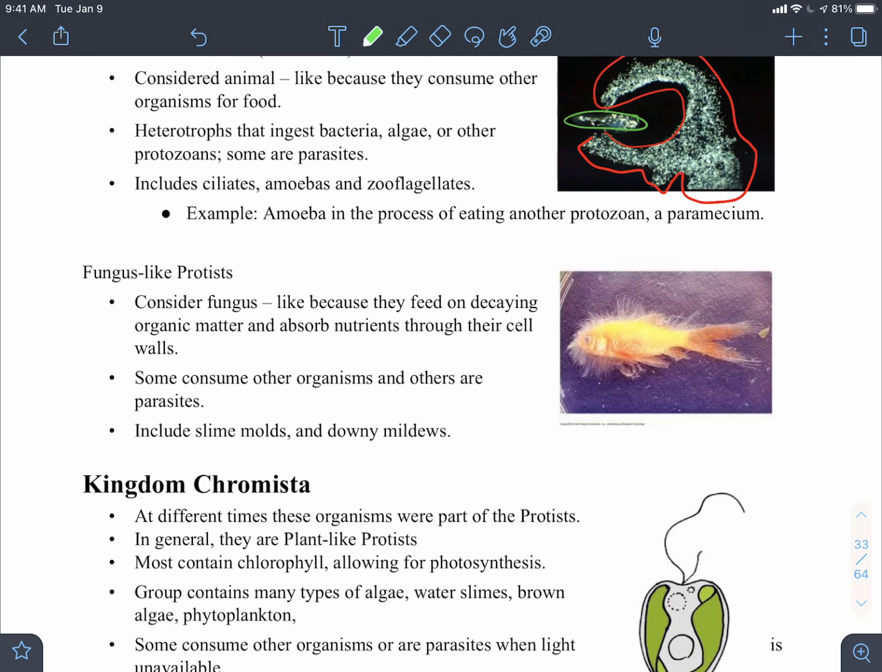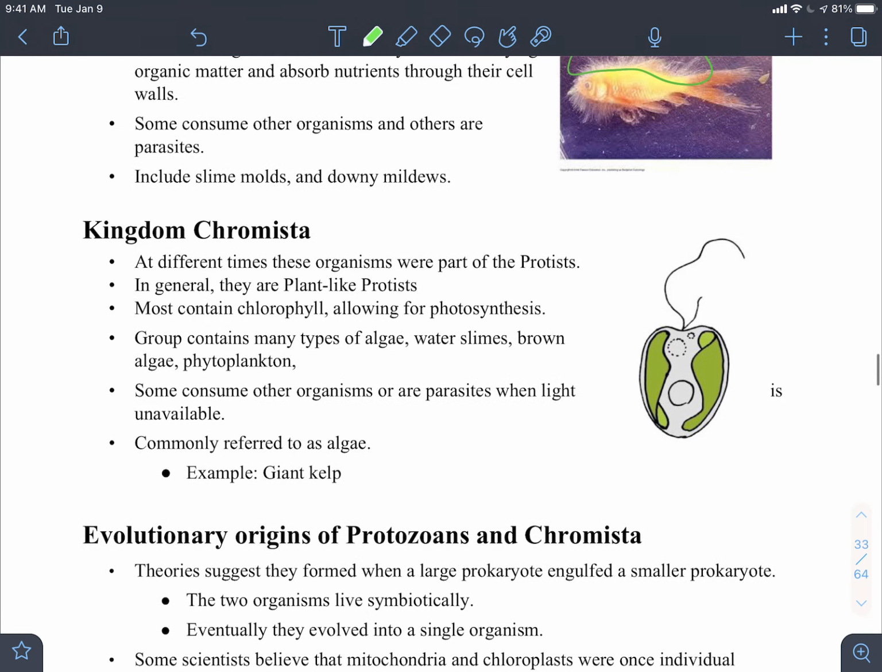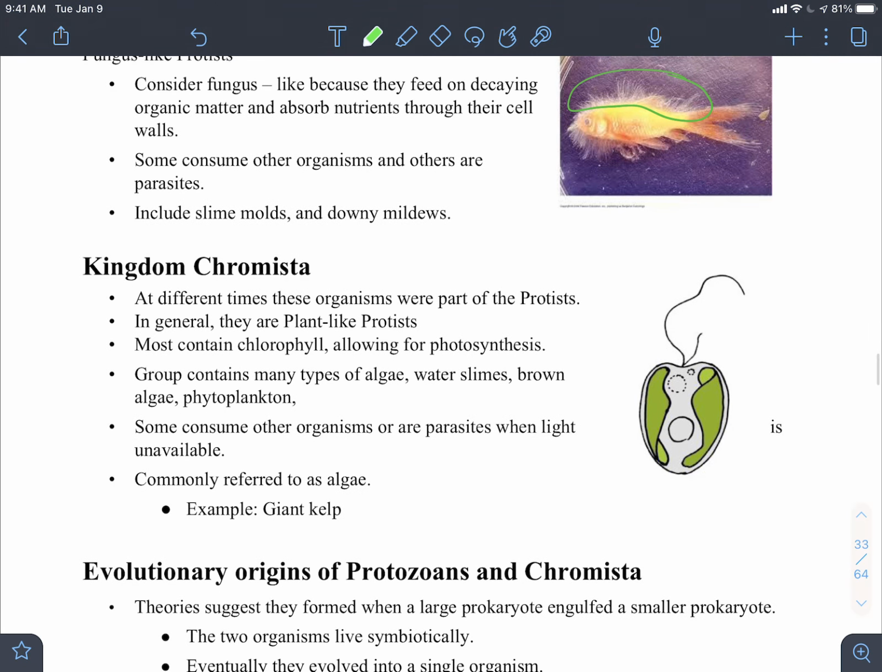They will consume other organisms and other parasites. This includes slime molds and downy mildews. You can see a mildew here on the outside of the organism that's growing, so outside the fish. So they kind of look like funguses, so that's why.